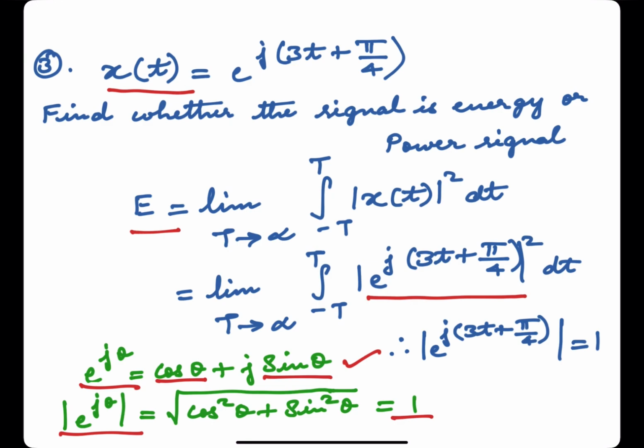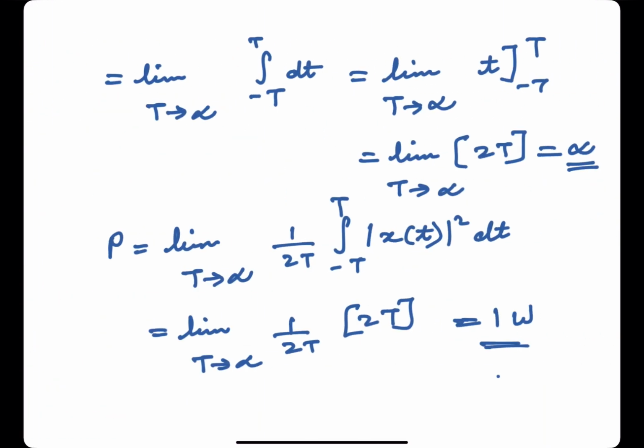In a similar manner, mod of e power j(3t plus pi by 4) will also be equivalent to 1. So we can substitute this inside the integral, and our integral will become integral from minus T to T dt. If we simplify, our answer will be 2T, and as T tends to infinity, this energy will be equivalent to infinity. So now we need to move on to the power equation.